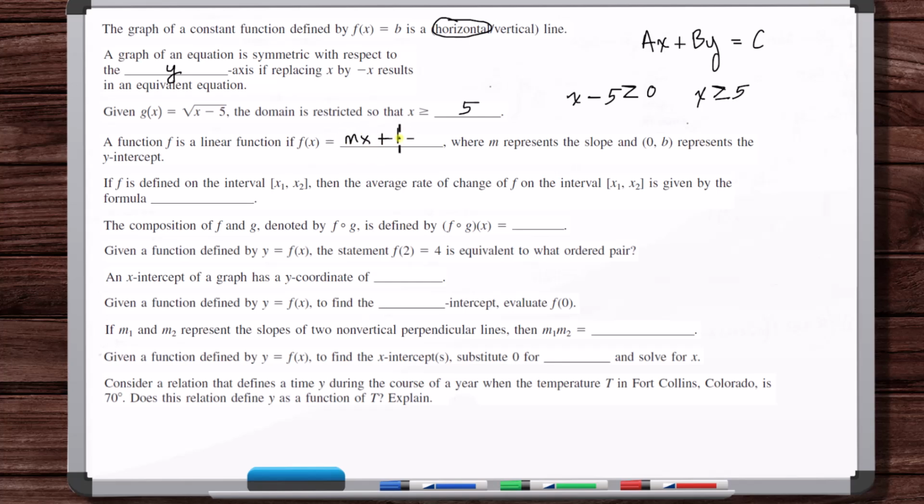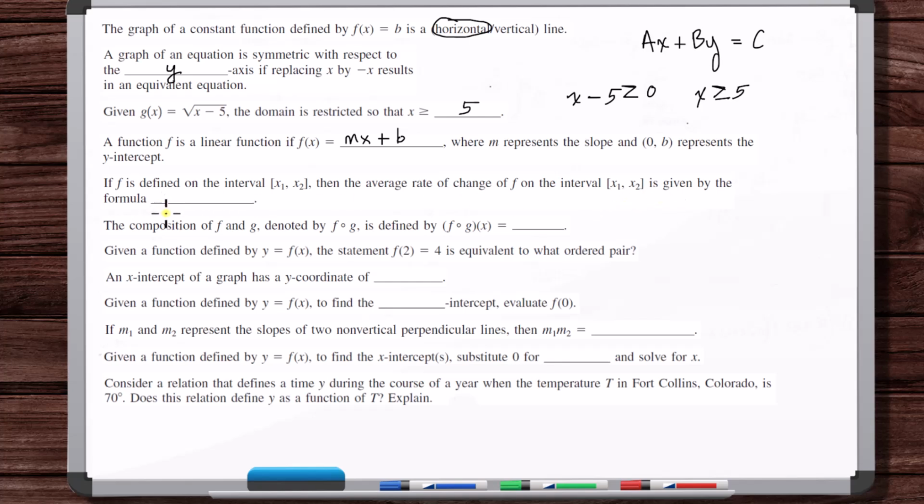Y is equal to mx plus b. And since this expression is a function, you can replace y with f of x, where m represents the slope and b represents the y-intercept. Exactly. If f is defined on the interval x1, x2, then the average rate of change of f on the interval x1, x2 is given by the formula.